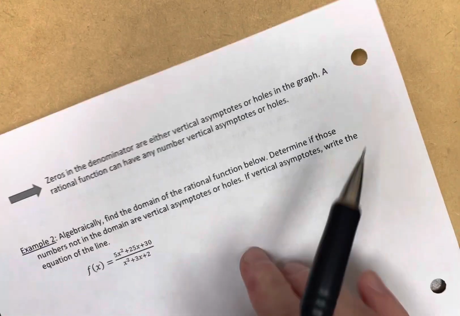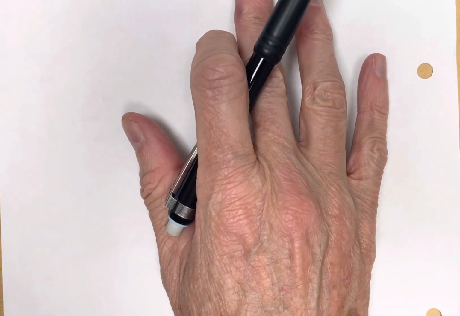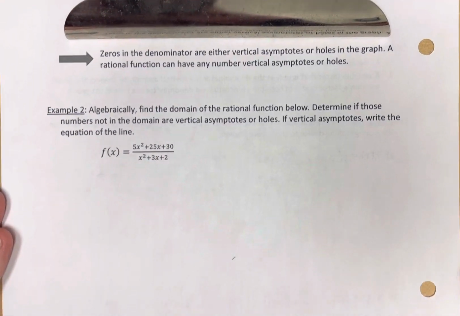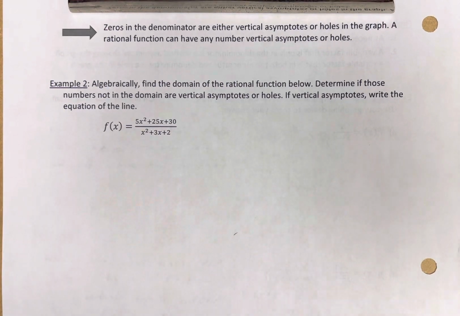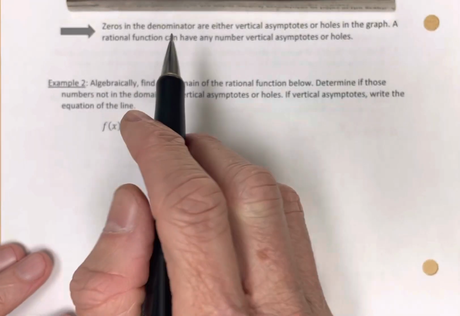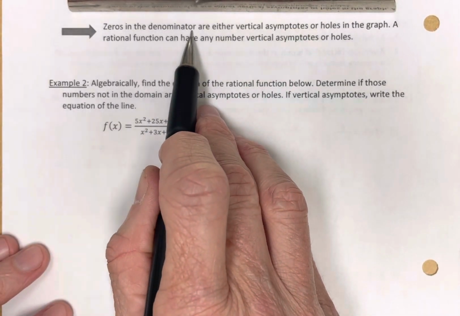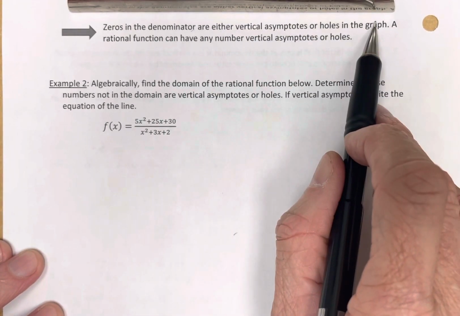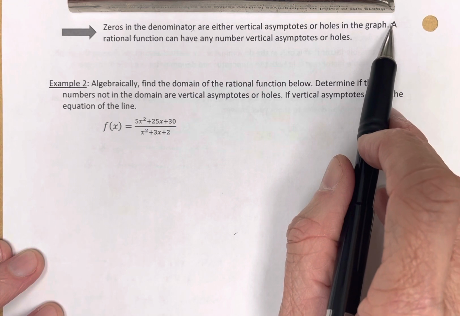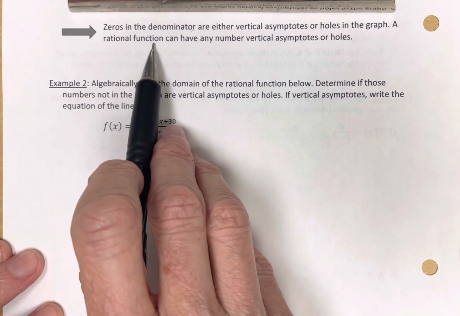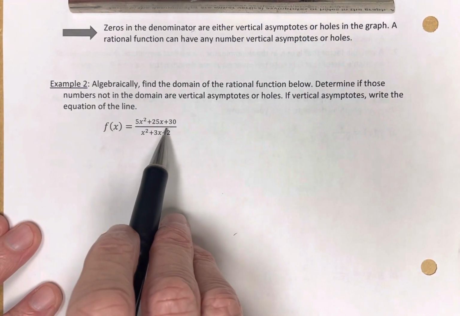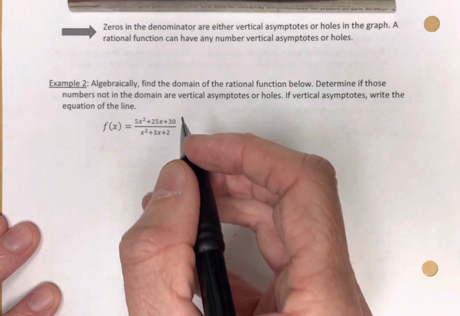Okay, I'll do one more look at this. I think I've got an example with some more stuff going on. All right, let's remind ourselves, just a second here. Okay, real number zeros in the denominator are either vertical asymptotes or holes in the graph. And as I mentioned, a rational function can have any number of vertical asymptotes or holes. Let's take a look at one more example that requires a bit more factoring.